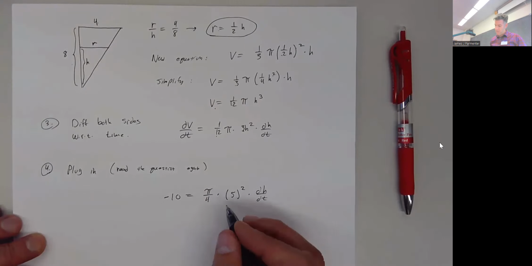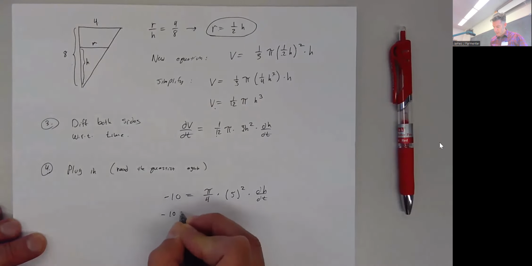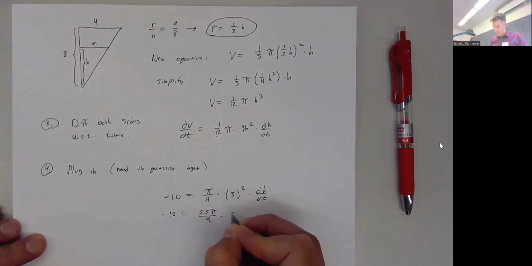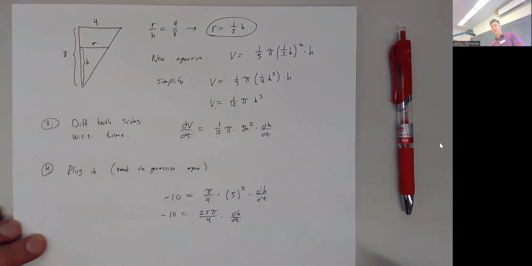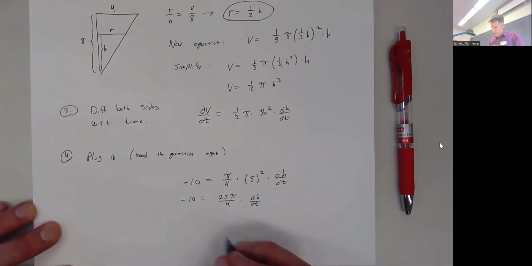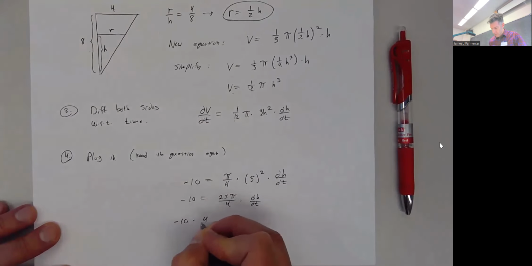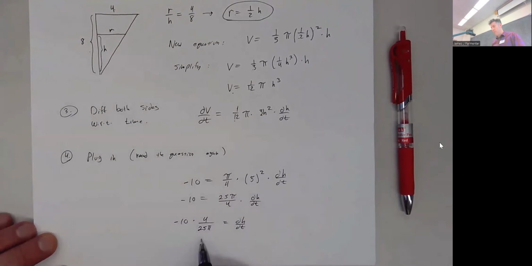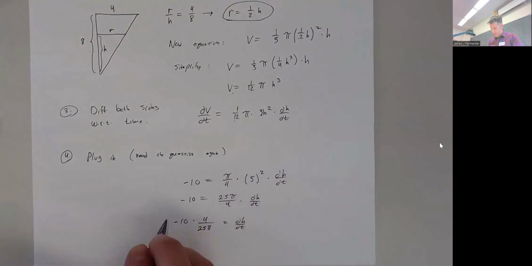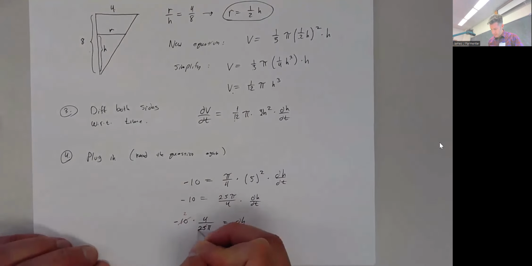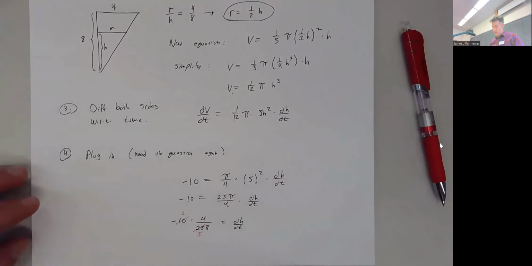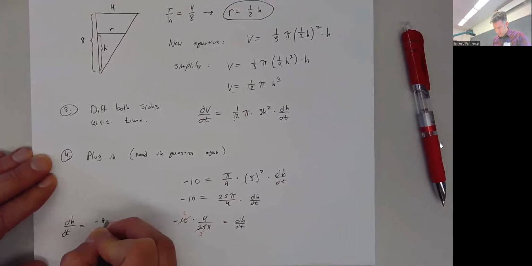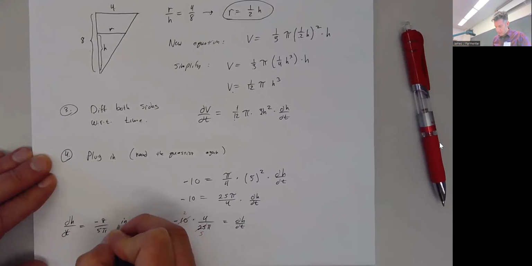So let's see here. -10 equals 5 squared is 25. So you get 25 pi over 4 times dh dt. Instead of dividing by 25 pi over 4, let's multiply by the reciprocal. So we get -10 times 4 over 25 pi equal to dh dt. I would probably simplify this because we can totally cancel a 5 here and a 5 here. So I end up with -2 times 4, which is -8 over 5 pi. And that's inches per minute.